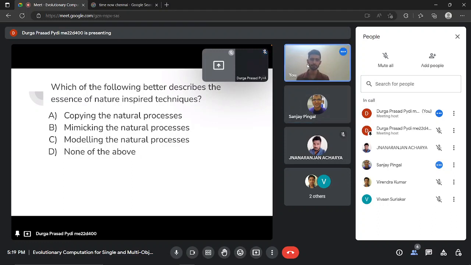Yeah, thank you. So essentially we'll just go through all the options. The first option is copying the natural processes. As Sanjay has pointed out, first your information needs to be encoded in some particular format, and then you have the survival of the fittest. So you first encode your information and then it goes through a selection operator where only the good ones get selected and the bad ones gradually get eliminated. So copying the natural process is essentially duplicating whatever is happening in nature in entirety.